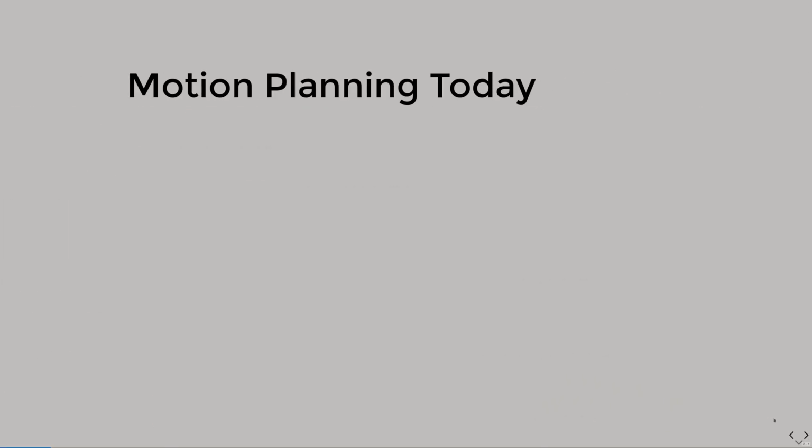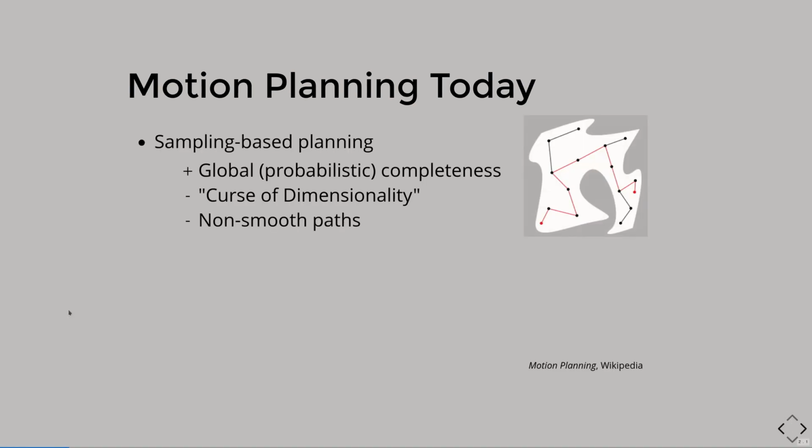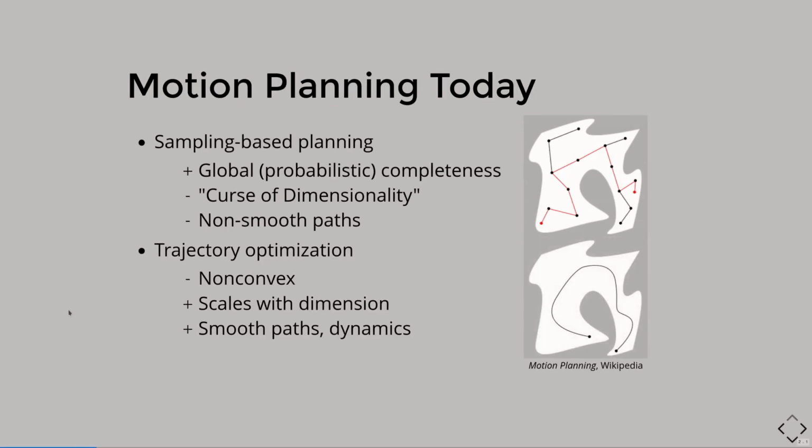If we look at motion planning today, most techniques can be divided into two main categories. The first is sampling-based planning. It relies on drawing random samples from the configuration space and connecting them into a graph structure. Graph search is well understood, and we know we can get global probabilistic completeness, but the number of samples required can grow exponentially with the dimension in the worst case, and these techniques struggle to produce smooth paths or handle dynamics.